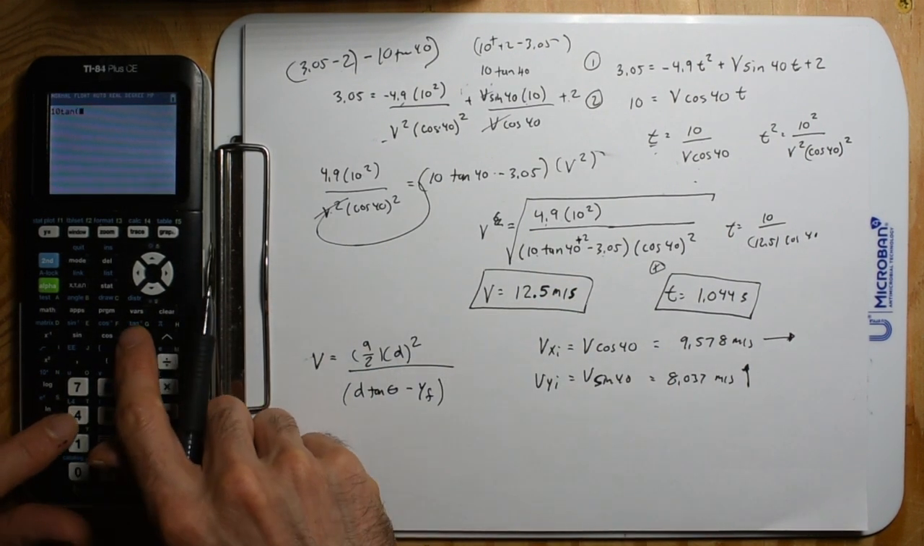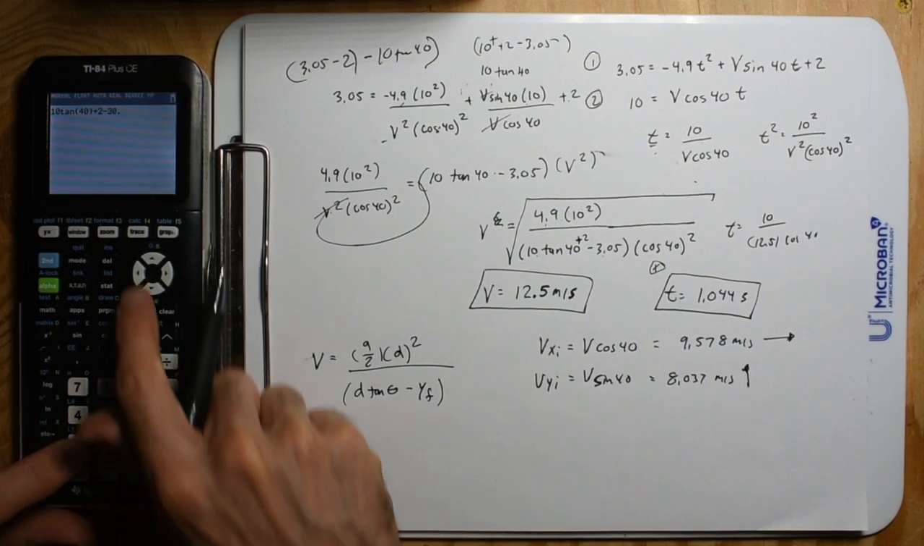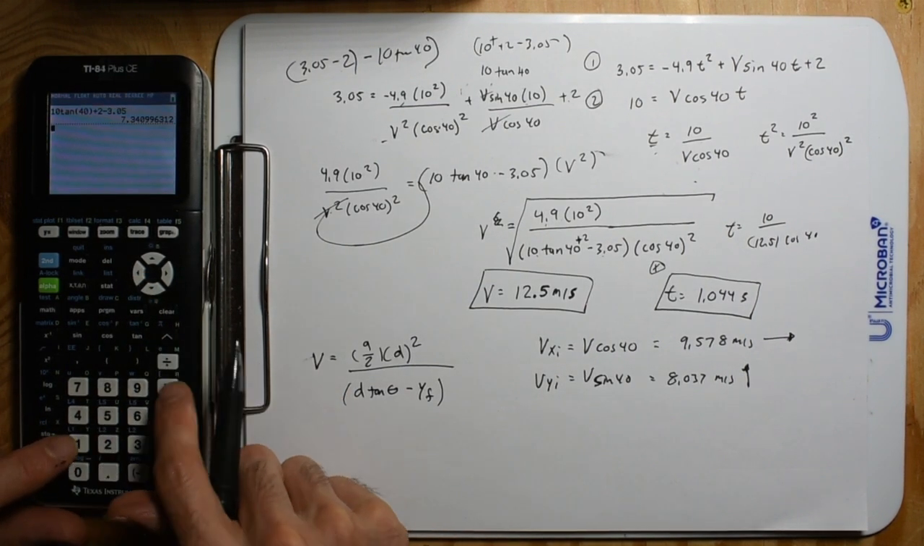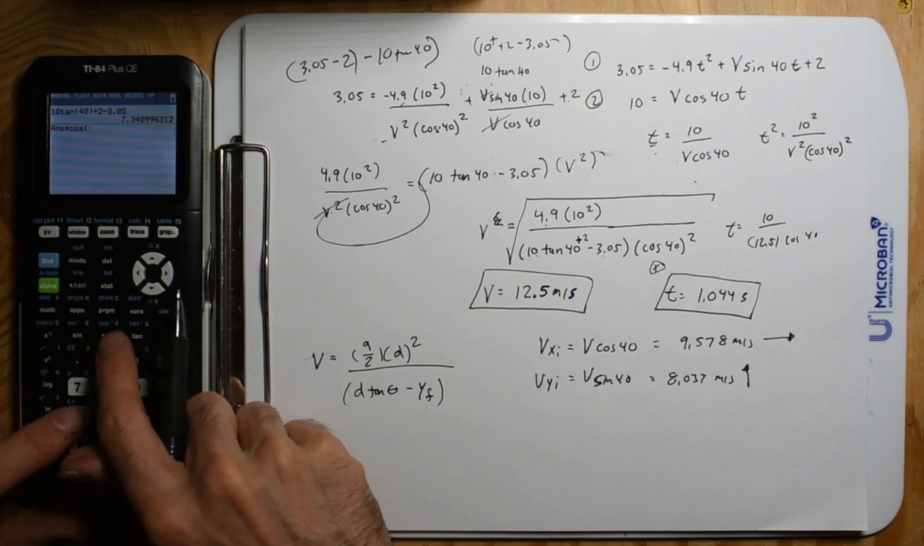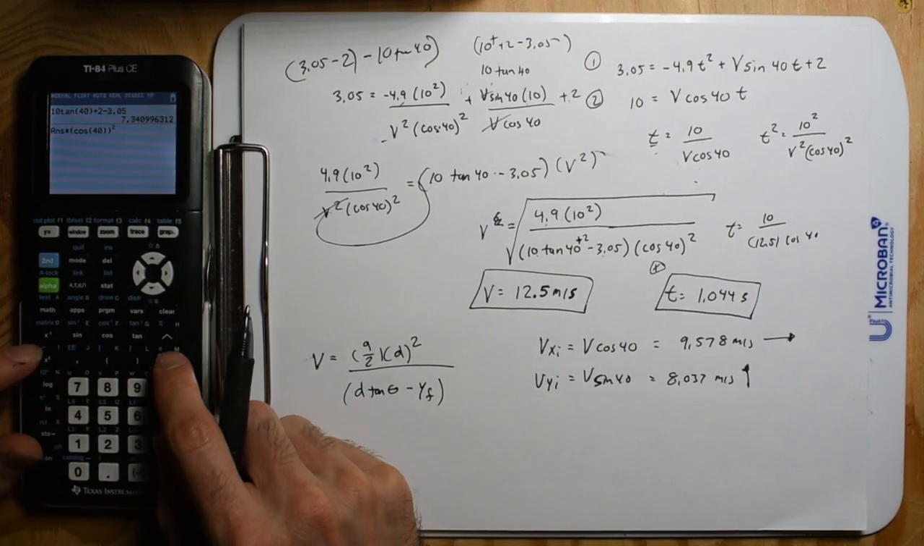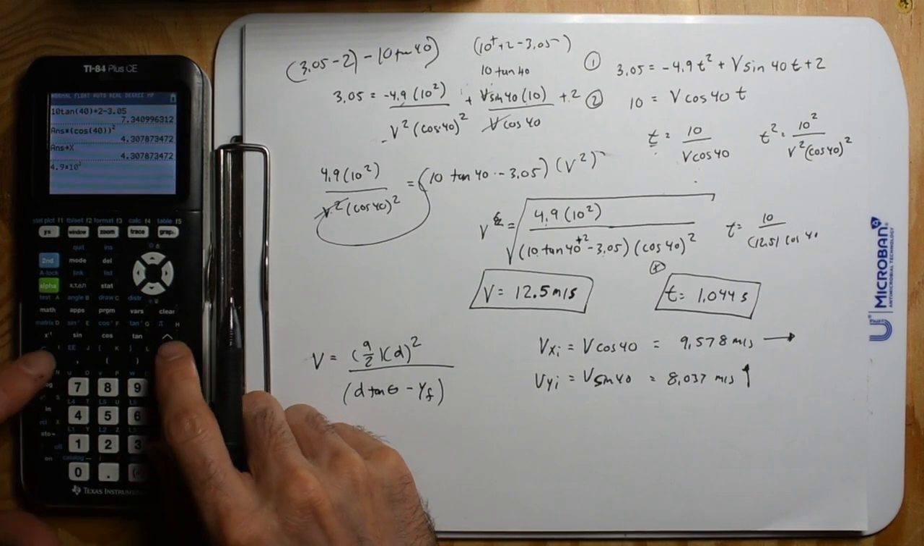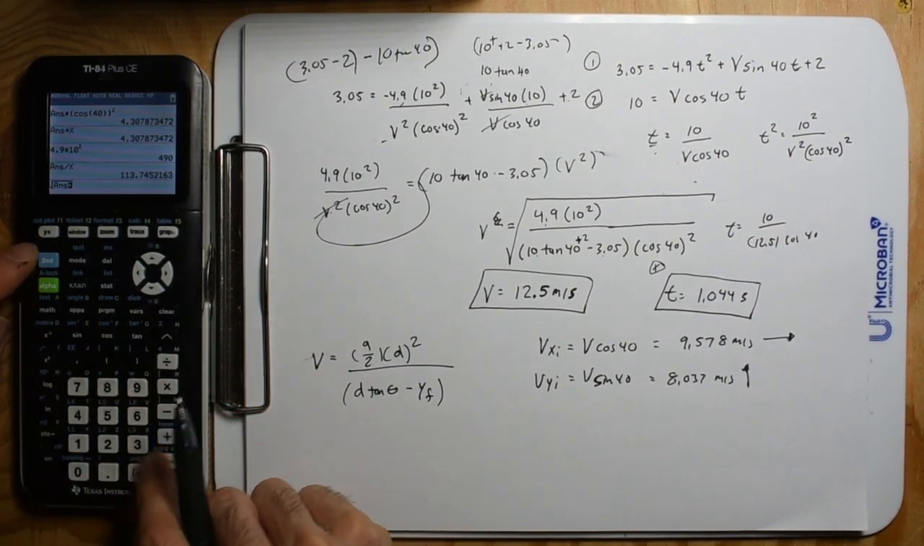We're going to go 10 tangent of 40 plus 2 minus 3.05 times cosine 40 squared. Store that as x. 4.9 times 10 squared divided by x, square root of that.